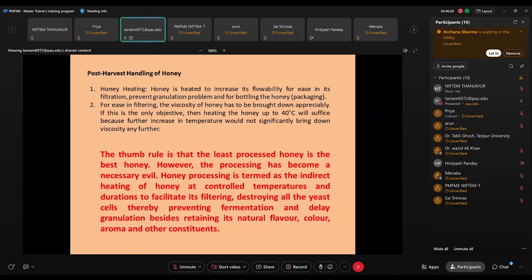But the duration, the time, also has to be noted, so that the time-temperature combination is good. Then only we can get good honey. The moisture content of honey will be better, its quality will be better, and its packaging will be better by processing the honey.